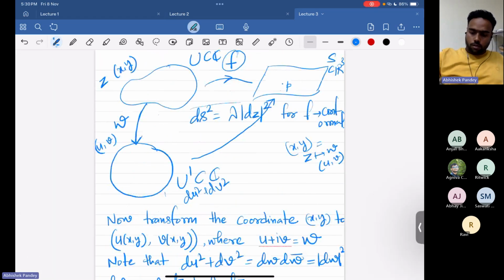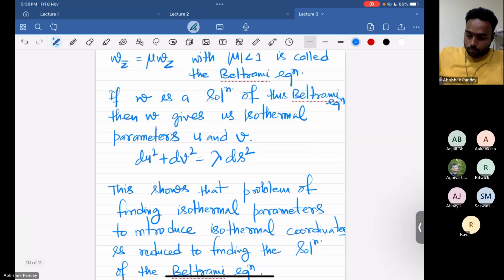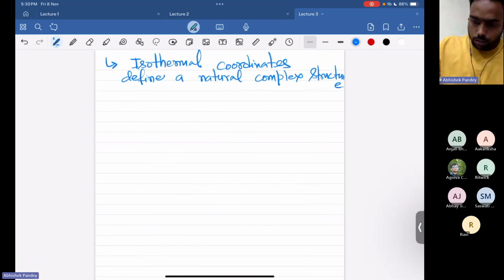So suppose this W is giving us isothermal coordinates. Now this map, the composition with W inverse, is going to be conformal. Okay, so this will be a small exercise.